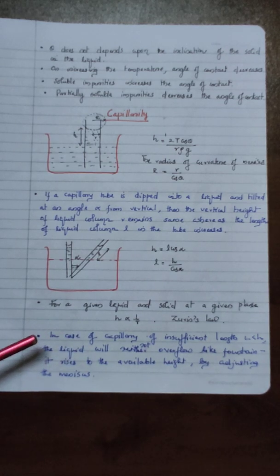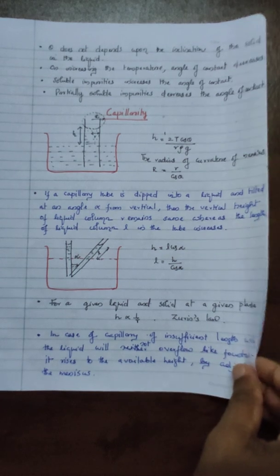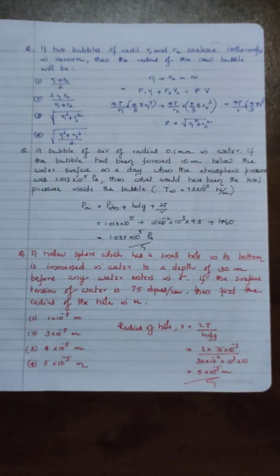And keep in mind, in the case of a capillary of insufficient length, the liquid will not overflow like a fountain. It rises to the available height by adjusting the meniscus. That is a very important concept.